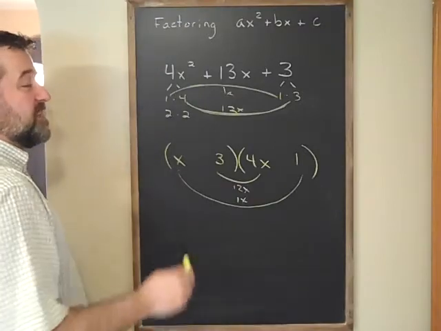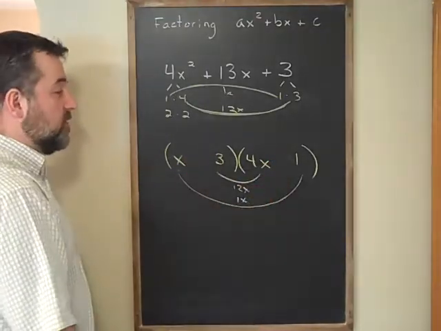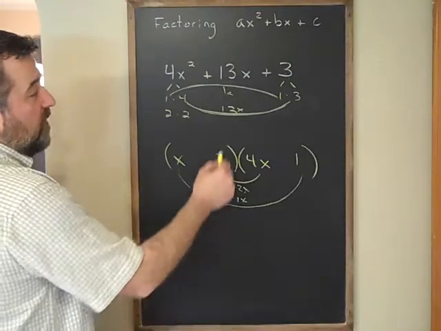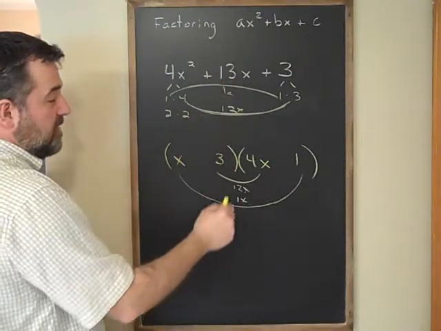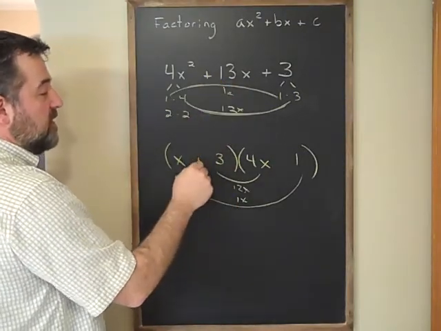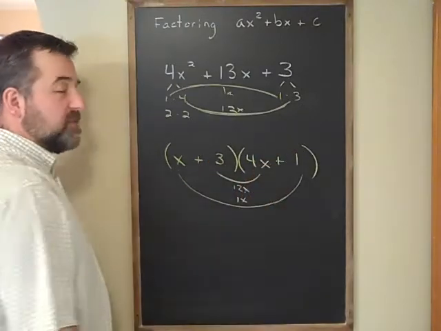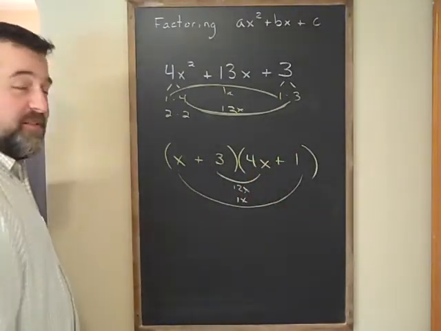Then I take care of the signs that go in between the two terms in the binomials. I want them to add to be positive 13, so both of these need to be positive. That tells me that they're both plus like that. Let's go to the second one.